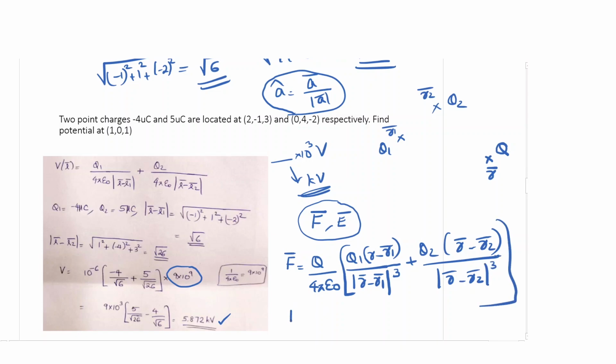If you are asked to calculate electric field intensity, this will be F divided by Q. So it's very simple. Instead of this part, it will be 1 by 4 pi epsilon 0 into this whole bracket, which will remain the same. Q1 into vector R minus R1 divided by modulus of vector R minus R1 the whole cube. If they give a third charge also, just add one more term, plus Q3 into vector R minus R3 divided by modulus of vector R minus R3 the whole cube.